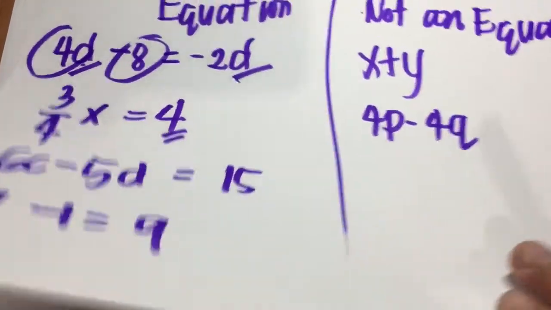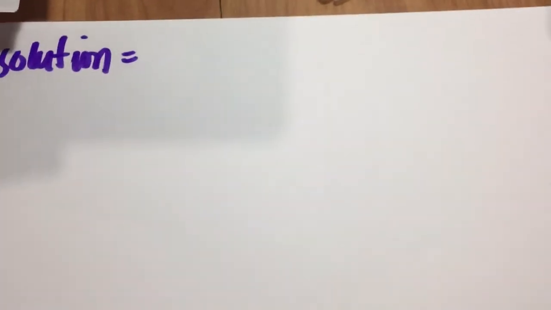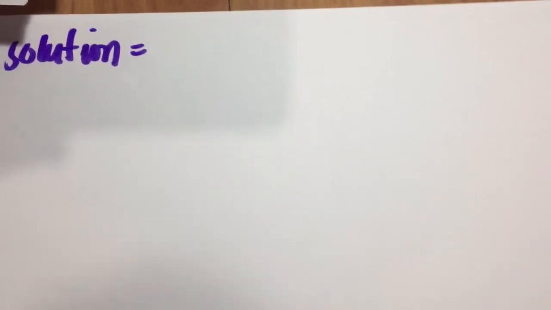Okay, now let's proceed to solving an equation involving operation on whole numbers and fractions. Okay, there are several steps for us to follow in solving a simple equation. Siyempre, in solving an equation, there is a solution. The solution in an equation is the number that makes the statement or the equation true. So now let's proceed to the process or the steps in solving an equation.